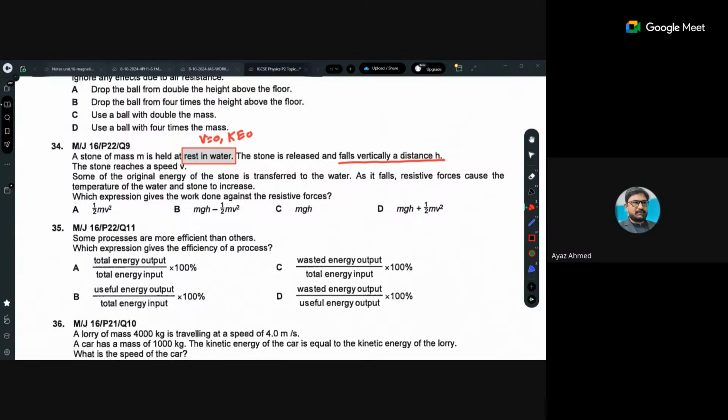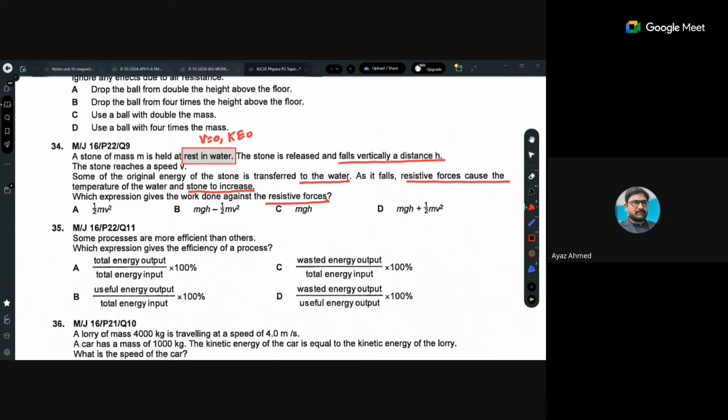When the stone is released in the water, it goes down. The stone reaches velocity v. Some of the original energy of the stone is transferred to the water as it falls. Resistive forces cause the temperature of the water and the stone to increase. So some of the energy has been wasted as thermal energy. Which expression gives the work done against the resistive force?